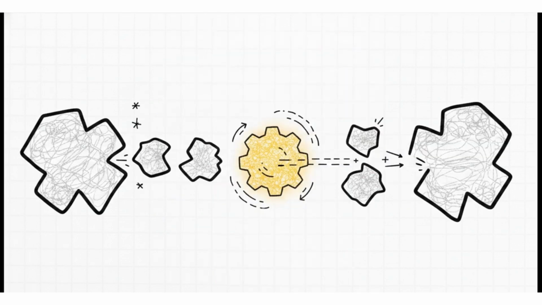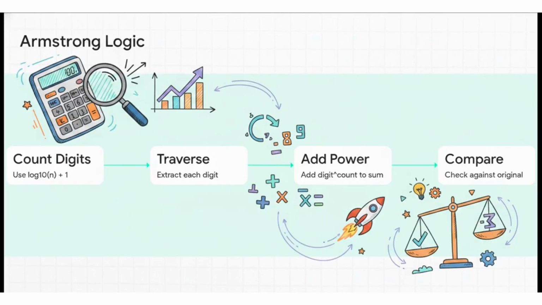Well, the secret is that the sum of its digits, each raised to the power of the total number of digits, actually equals the original number. So, 153 has 3 digits, right? If we take the first digit, 1, and cube it, the second digit, 5, and cube it, the third digit, 3, and cube it, what do we get? 1 plus 125 plus 27 exactly equals 153. It literally reconstructs itself.